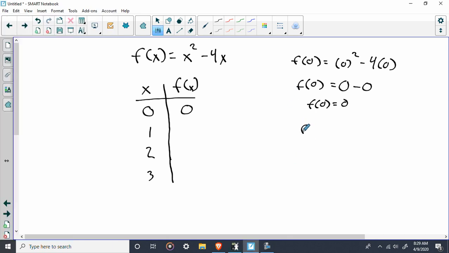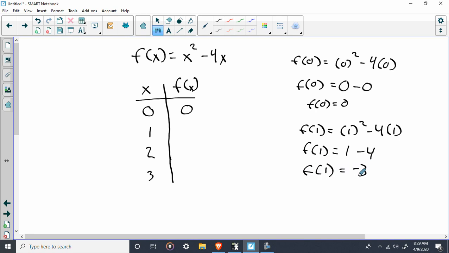F of 1. Okay, so f of 1 is equal to 1 squared minus 4 times 1. 1 squared is 1, negative 4 times 1 is negative 4, and 1 minus 4 is negative 3. Okay, now, this is not linear. If it were linear like the other one, we'd say, all right, this changed by 1, this one changed by negative 3, and you went down 3. What you're going to see is it's not going to go down negative 3 again. This is not going to be negative 6 when I plug it in.